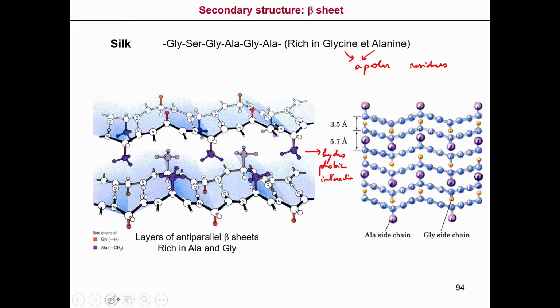Okay, so you have the alanine here and here and here. Question about the beta sheet? No.